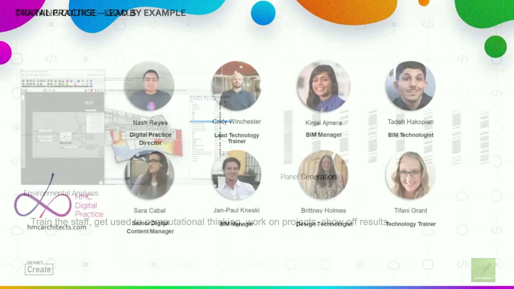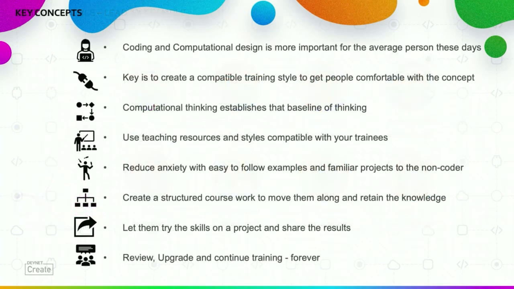So to reiterate key concepts, coding and computational design is more important for the average person these days. So that's what we're teaching in the first place. You have to create a compatible teaching style to get people familiar with the concept. Not everybody's just going to take to some coding courses. Computational thinking establishes a baseline of thinking. Use resources that are compatible with people in your group or your organization to train them. Reduce the anxiety. Don't make them feel like they have to solve a bunch of LeetCode challenges.